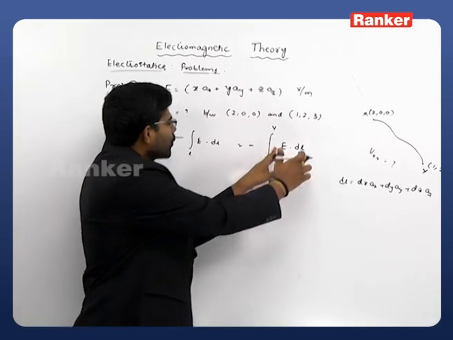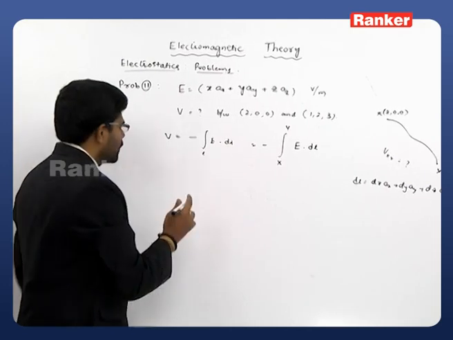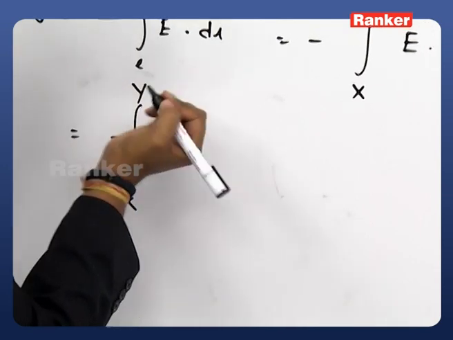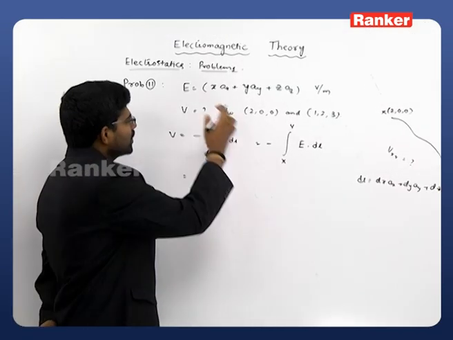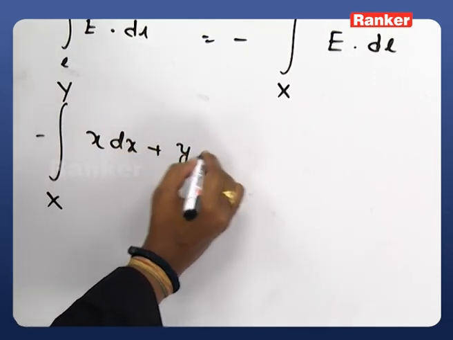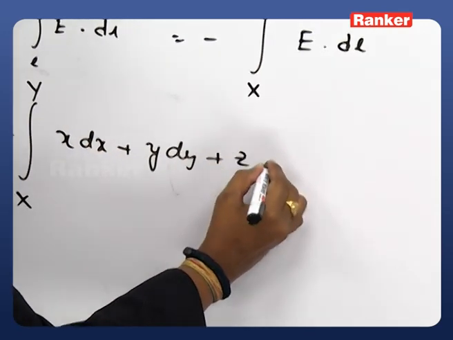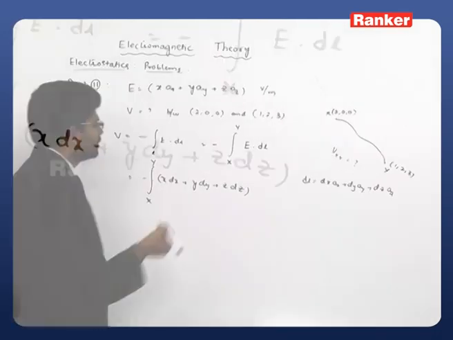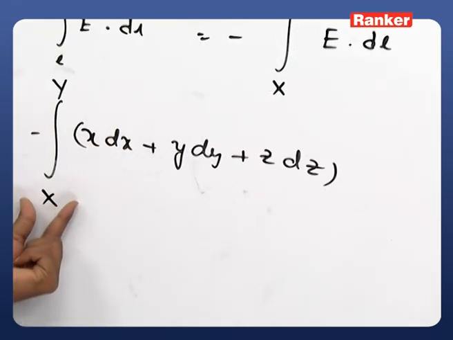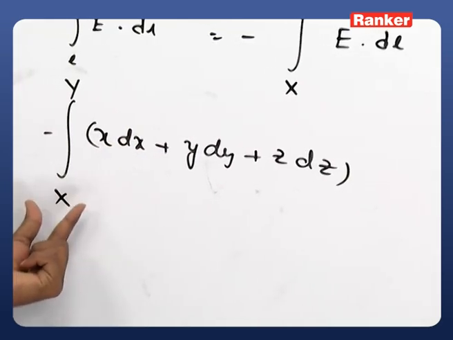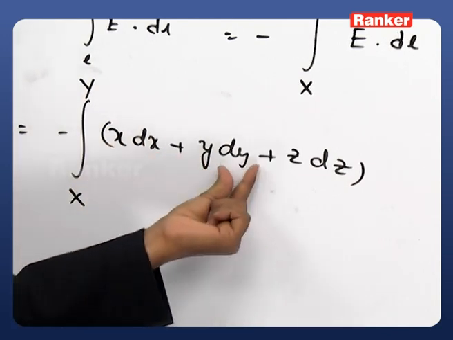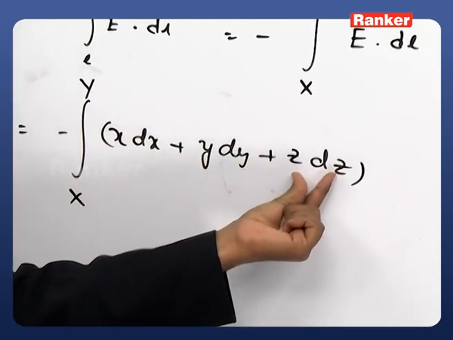After taking the dot product and substituting here, V can be written as minus the integration from point x to point y of x dx plus y dy plus z dz. This is a simple equation that we get, right? Now how do we obtain this particular integration? To obtain it, we need to substitute the limits: the limits for x, for y, and for z.